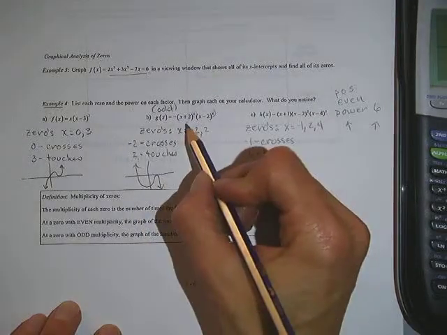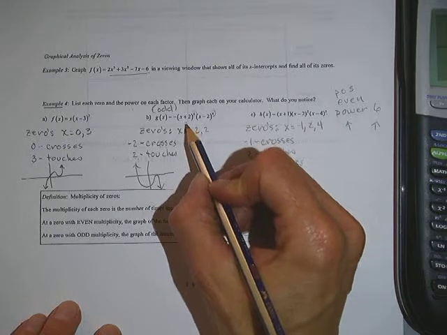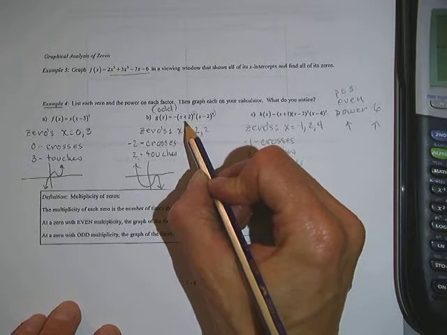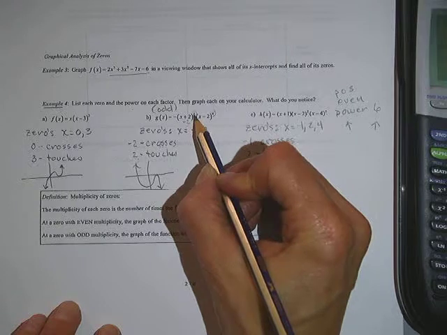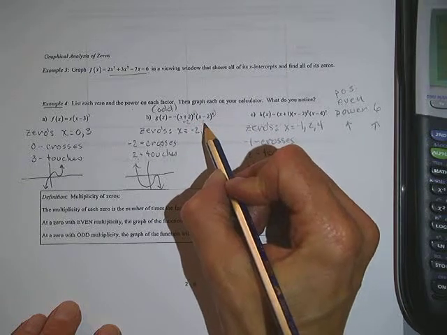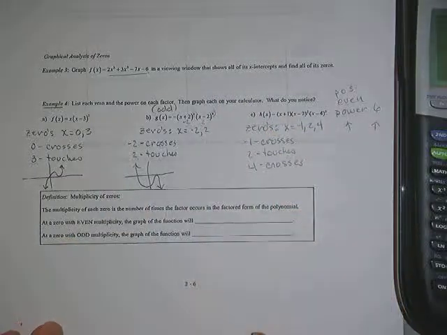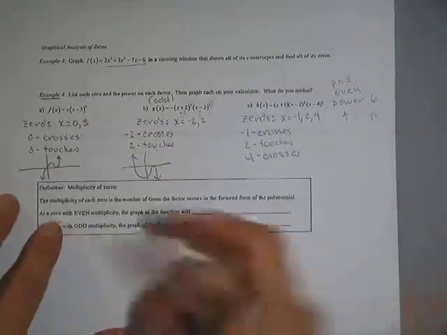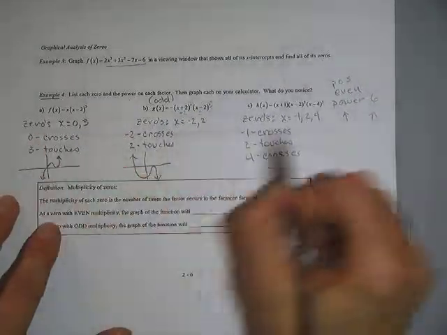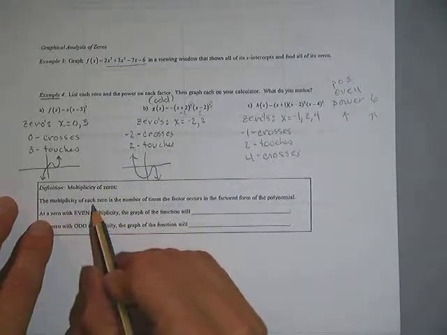Crosses on odds. I need to see the graph. Oh. No, it doesn't. Because on B, it crosses at negative 2. And on C it crosses at negative 1. No, no, right here. But this is the 0. Negative 2 is the 0 of this one, and it's an odd power. 2 is the 0 of this one, and it touches.